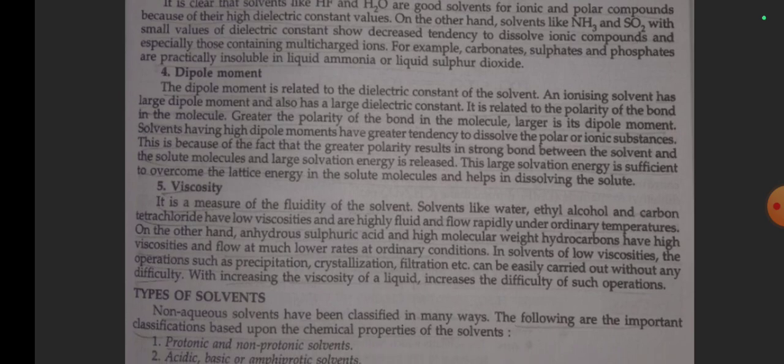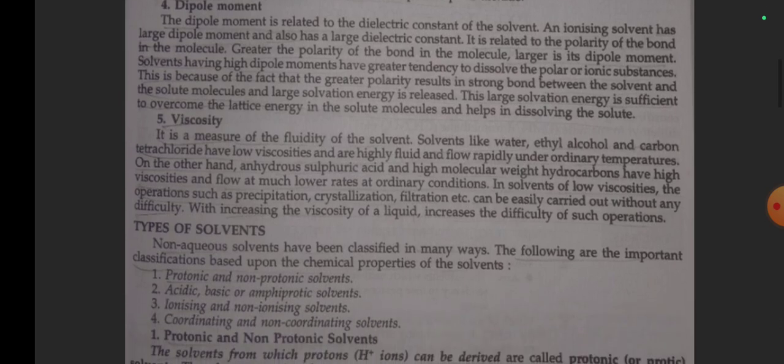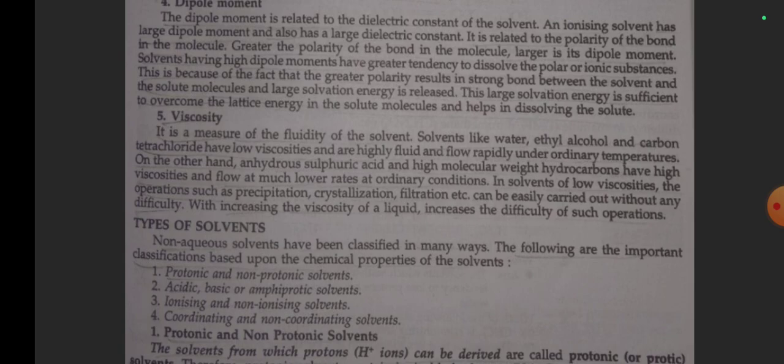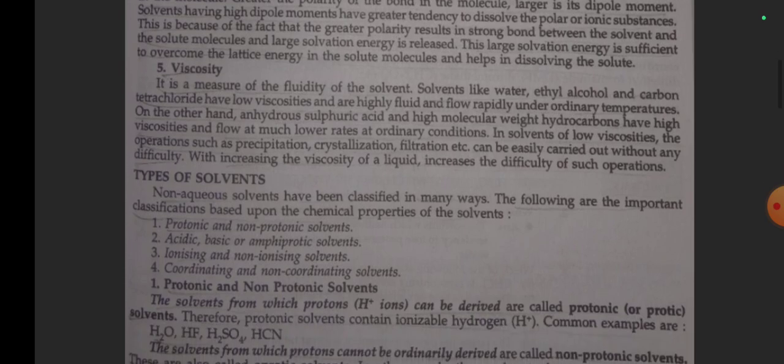Number 4. Dipole moment. The dipole moment is related to the dielectric constant of the solvent. An ionizing solvent has a large dipole moment and also has a large dielectric constant. It is related to the polarity of the bond in the molecules. The greater the polarity of the bond in the molecule, the larger is its dipole moment. Solvents having high dipole moments have a greater tendency to dissolve polar or ionic substances. This is because the greater polarity results in a strong bond between the solvent and the solute molecules and large solvation energy is released. This large solvation energy is sufficient to overcome the lattice energy in the solute molecules and helps in dissolving the solute.